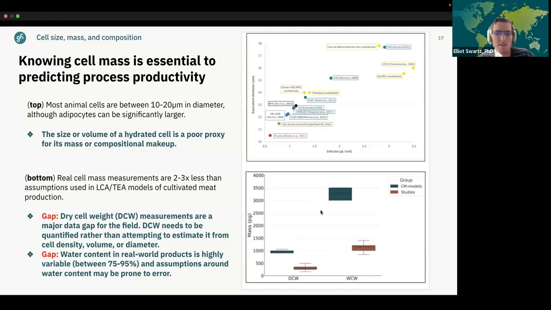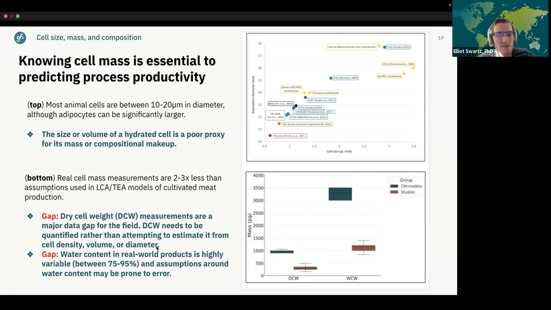they use for single cell size or single cell masses, the dry cell weight is generally assumed to be around 900 to 1,000 picograms, and the wet cell weight between 3,000 and 3,500 picograms. But if you look at the literature and studies that evaluate actual measurements of cell mass, these are overestimated by a factor of about 2 or 3. And so it's very clear that we need actual quantitative measurements of dry cell weight for cultivated meat relevant cells, and these really need to be quantified themselves rather than attempting to estimate it from other sort of parameters.